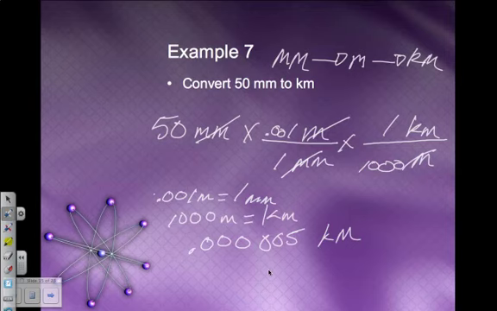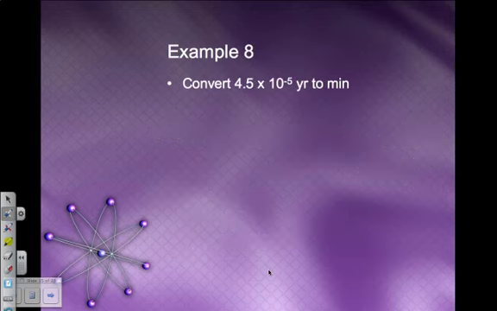Okay, so let's look at one more problem. Convert 4.5 times 10 to the negative 5th years to minutes. So this is just something from your knowledge. You don't have a conversion sheet for this. I don't know the conversion factor between years and minutes, so I'm going to have to do more steps.